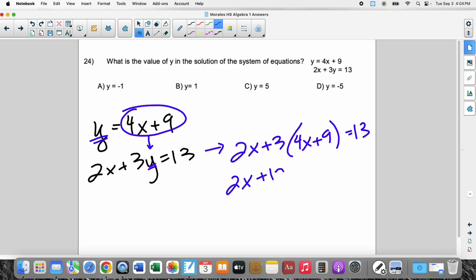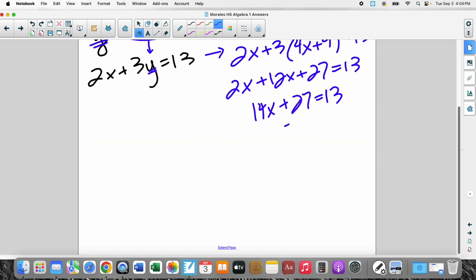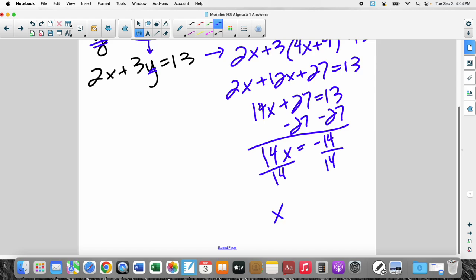I'm going to simplify on the same side. And now it's a two-step problem. I'm going to move the constant. 14x equals negative 14. Divide by 14, divide by 14, x equals negative 1. So that's my x value.